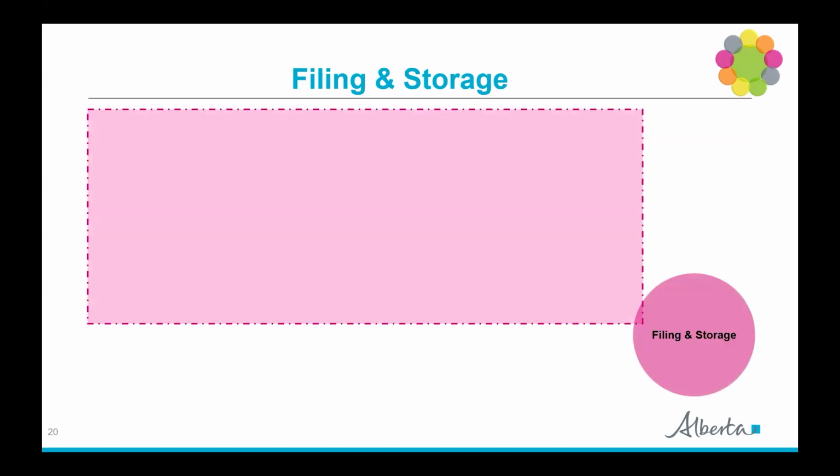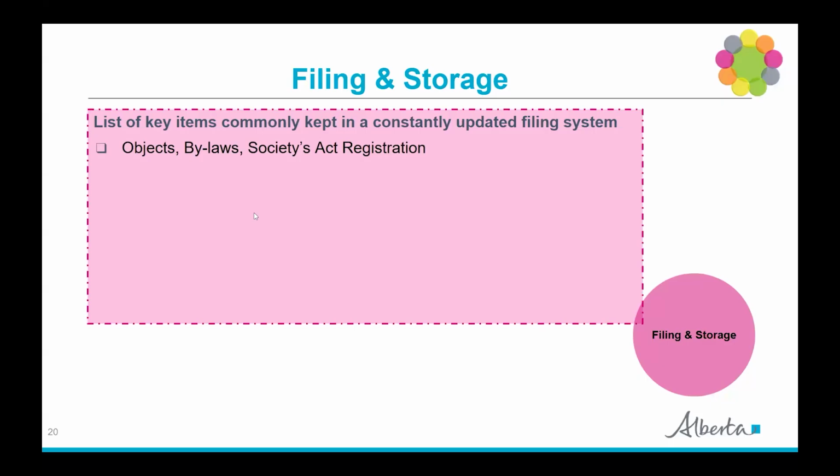Now, the question is, what documents should the secretary file and store? Here are some key board documents that the secretary usually keeps in physical or online filing systems. Objects, bylaws, and their incorporation documents. Policies and procedures. Minutes and agendas. Financial documents, things like budget, various financial statements, and others.